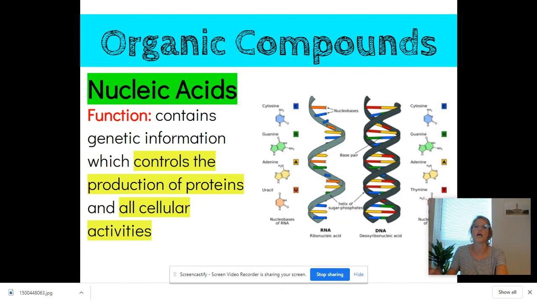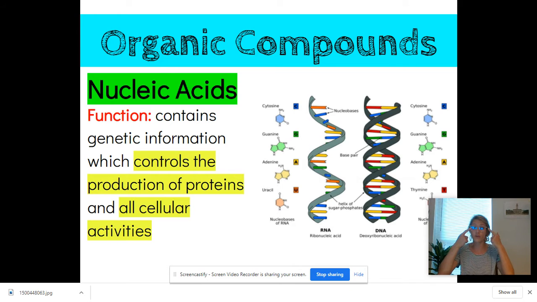All right, you guys. So the first biological molecule we're going to talk about today are nucleic acids. If you've ever heard of DNA and RNA, these are examples of nucleic acids. They're very important. Their function is to contain and store all the genetic information that makes you who you are.